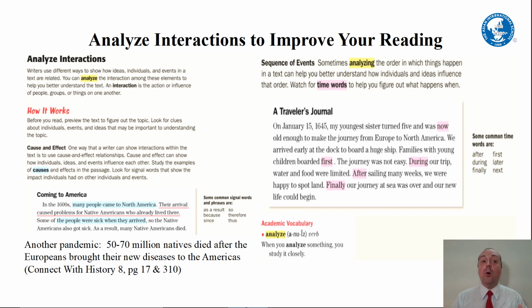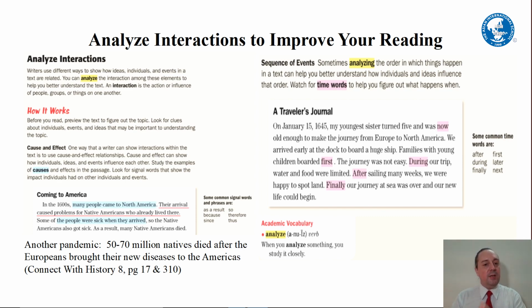Okay, so how it works. Before you read, preview the text to figure out the topic. We will do this in 1 minute, okay? Look for clues about individuals, events, and ideas that may be important to understanding the topic. One of those is cause and effect.